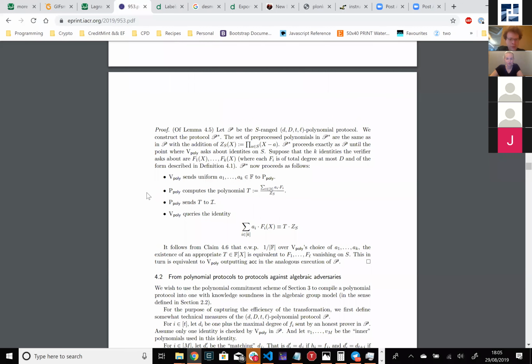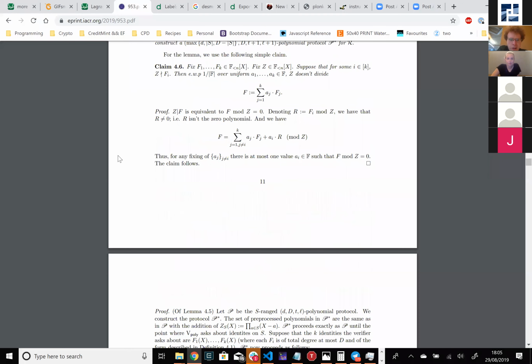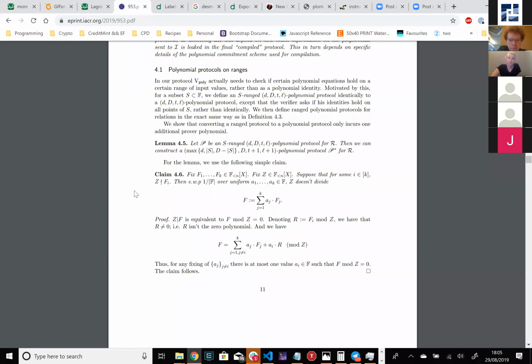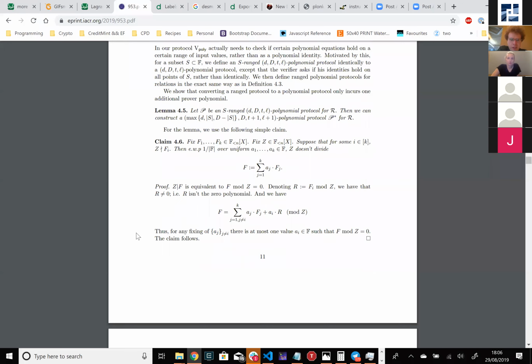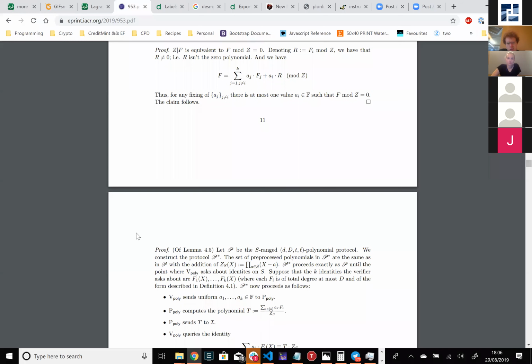So here you see that in the second item it says the p polynomial computes the polynomial t equal to the formula. But here there's a probability that the p polynomial cannot compute t. So if I remember correctly, this is a kind of thought experiment. We're saying that z does not divide f. Let me try and jog my memory about this.